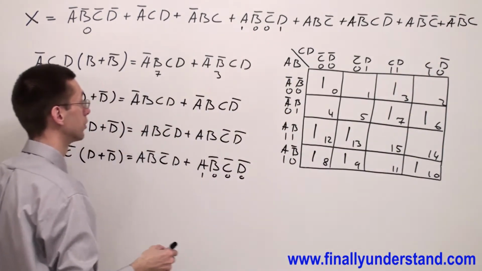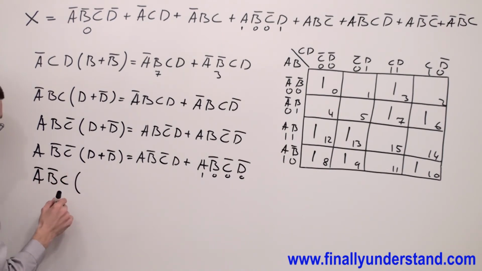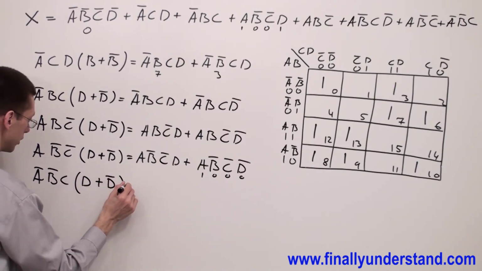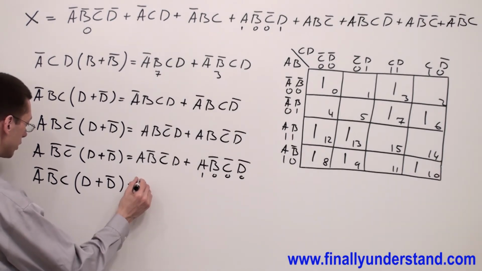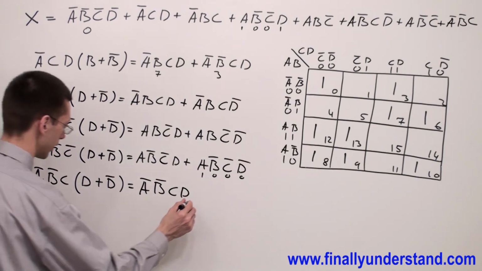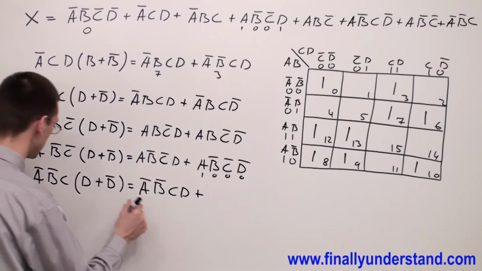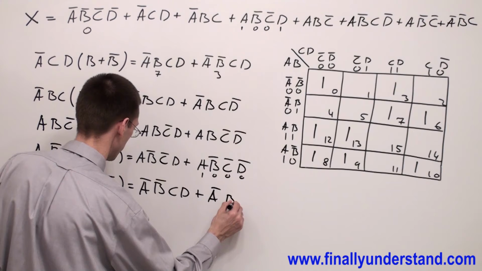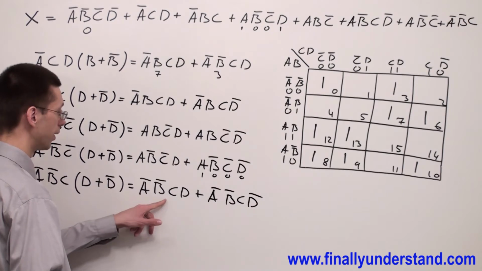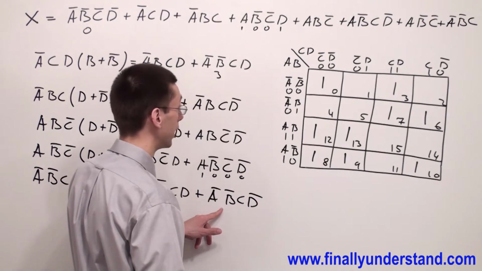I have A0, B0, C, and I'm missing D again, D or D0. I have A0, B0, C, D, and I have A0, B0, C, D0. This is binary 3. It's already marked. And this is binary 2.